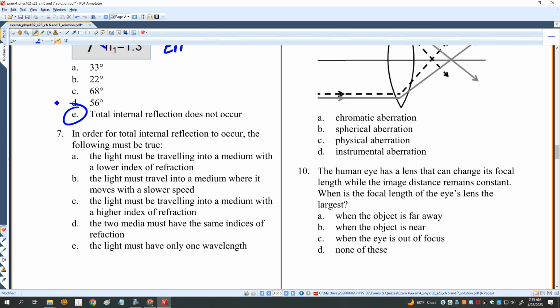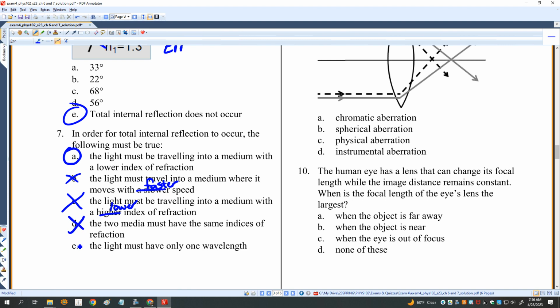Oh, and then a similar question, what must it be doing? It must be traveling from a high index to a low index. It seems to be this answer, but let's look at these others. No, this isn't true. It would be faster. And that's not true. It would be lower, which is A. And that's not true. If they have the same index, it's just going to go straight through.